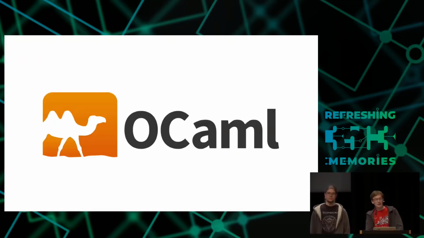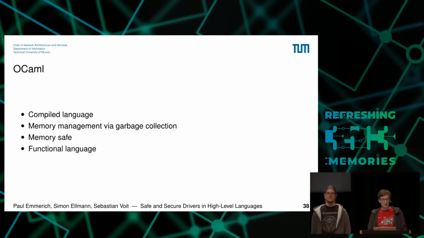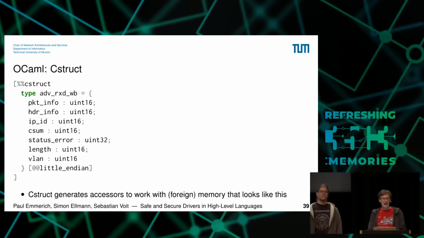Now, for the fans of functional programming, we have a fully working implementation in OCaml. OCaml is a compiled language that has garbage collection for memory management. It's also memory safe, and it's the first functional language we are going to look at. And one nice quick feature of OCaml is the cstruct library. The cstruct library allows you to specify memory layout like this. It kind of looks like a, well, C struct, and then it generates accessors from that code.